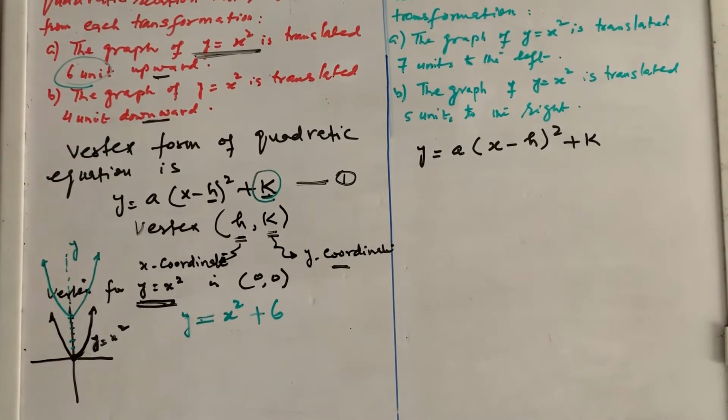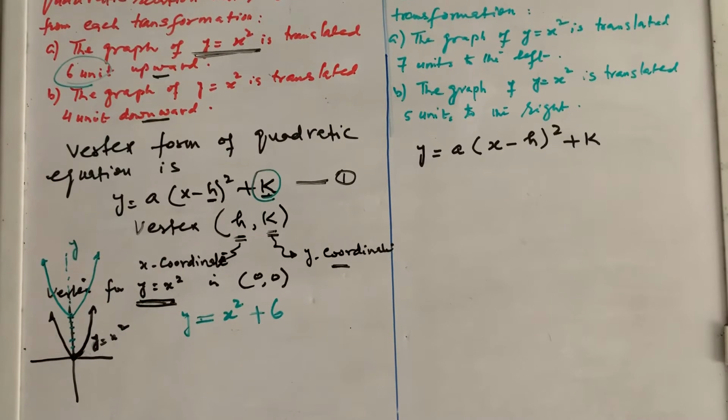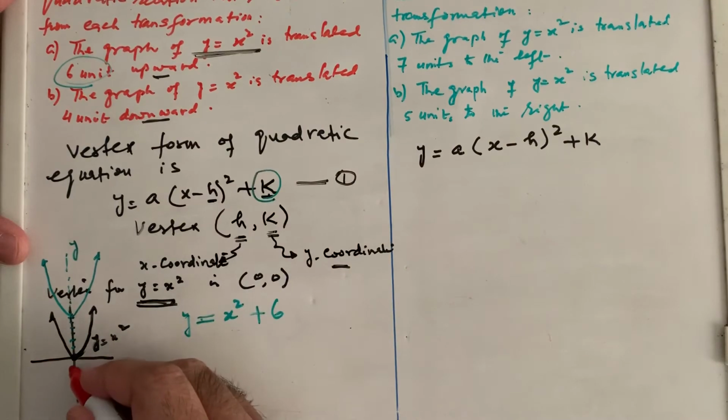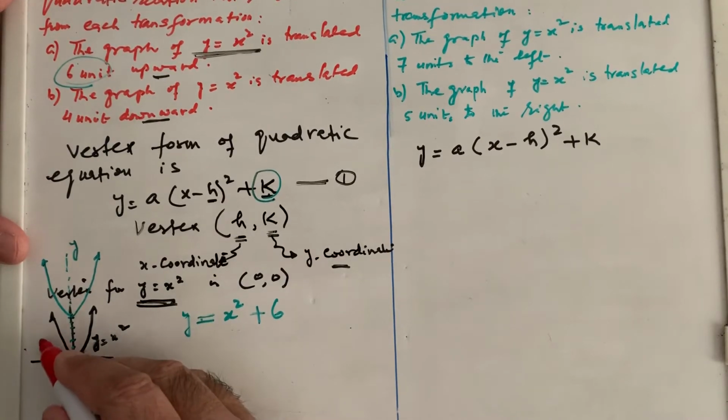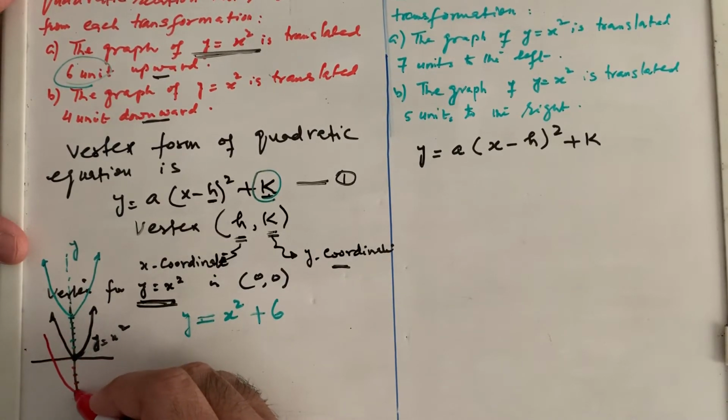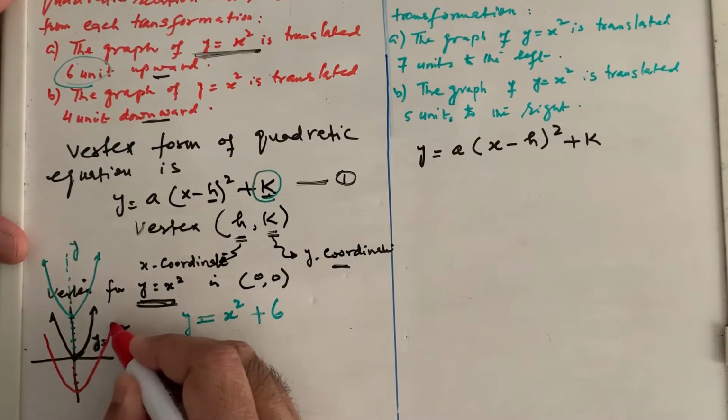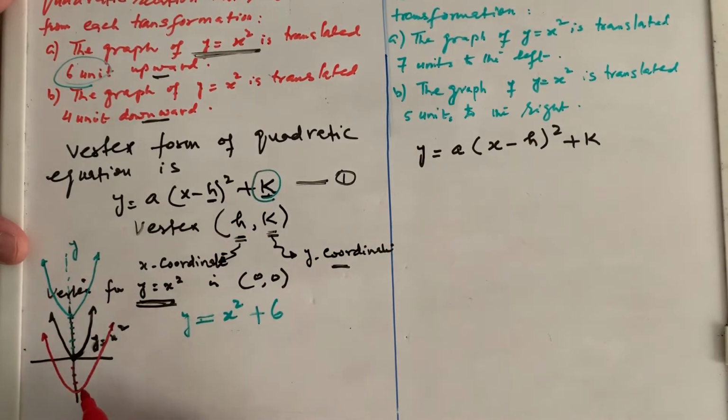Now I have to see the second part, the B part. The graph of y is equals to x square is translated 4 unit downward. Now I have to draw another graph, which is 4 unit downward means, again I have the k value because it is the y-axis which is shifting. How much? 1, 2, 3, 4. 4 unit downward. So my graph is now passing through here. This is my red graph, right?